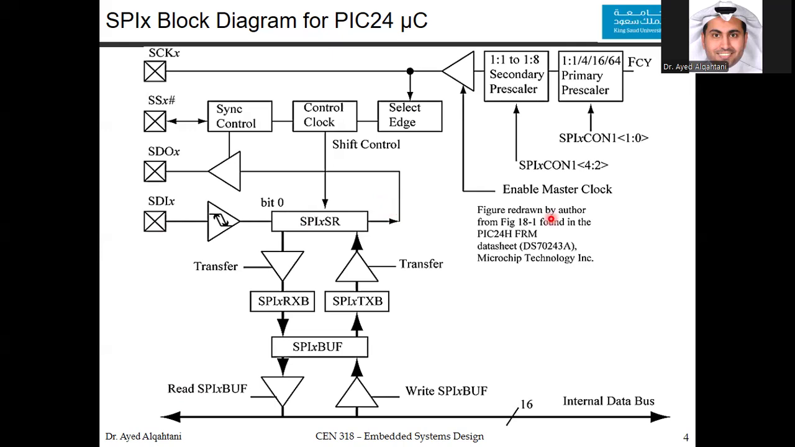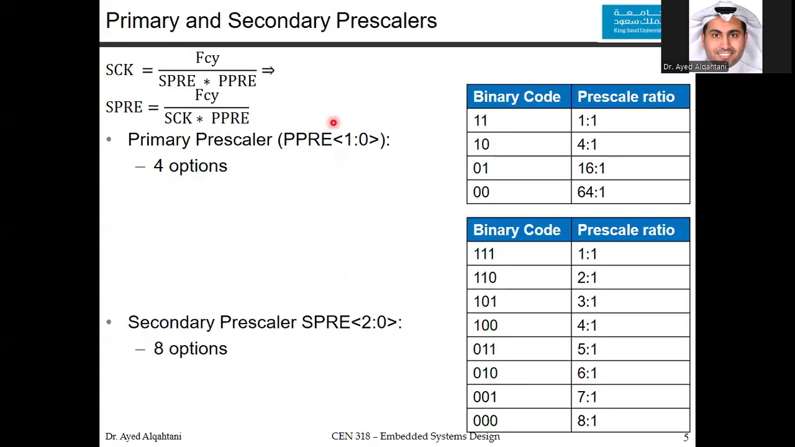So now let's understand the primary prescaler and the secondary prescaler in detail. Here, the dominant equation for the SPI communication is the SCLK, or the serial clock. It is equal to the frequency of the instruction cycle divided by whatever prescalers you choose. If you choose the secondary prescaler and the primary prescaler both as 1 and 1, then the SCLK is exactly the FCY. However, it's supposed to be less than the FCY.